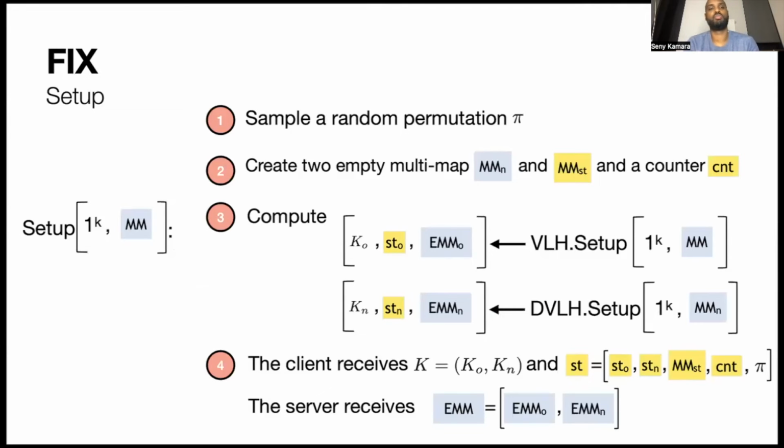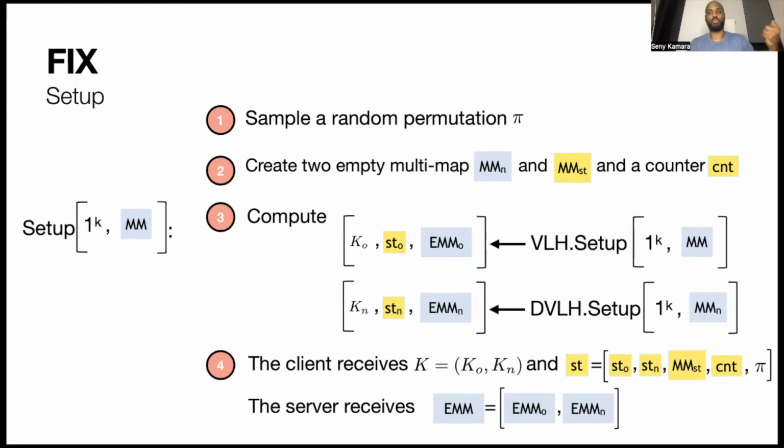Okay, so the scheme at a high level works as follows. We start by sampling a random permutation pi, and we create two empty multimaps, MM_N, which is for new, and MM_ST, which is going to be our stash. So there's going to be a local multimap that we're going to keep locally at the client, and then we also have a counter.